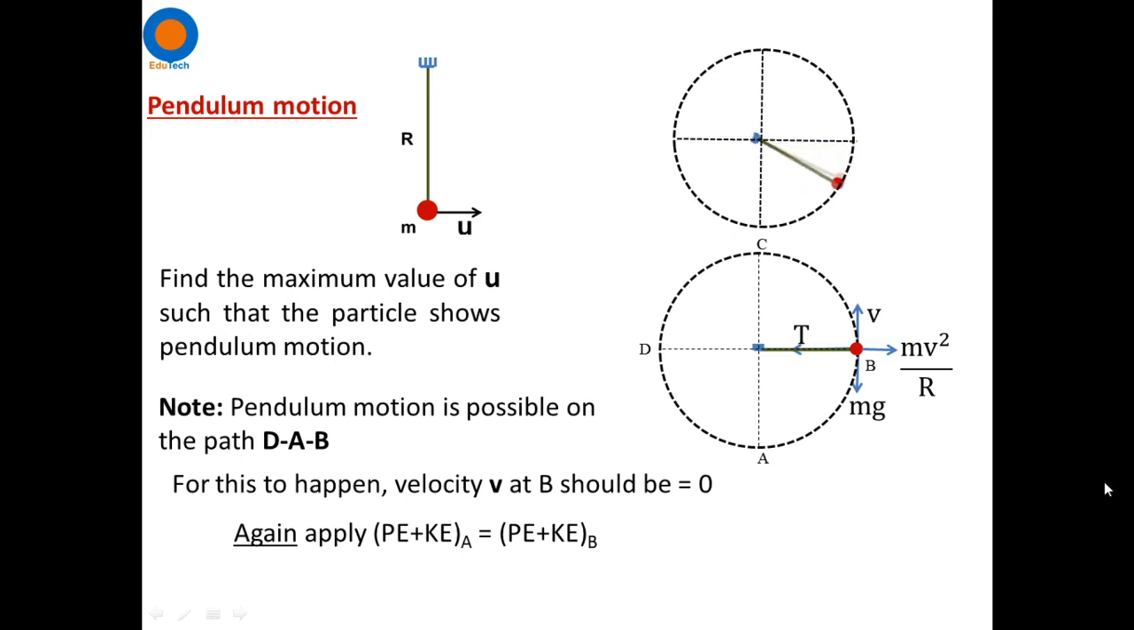That is, mechanical energy at point A is equal to mechanical energy at point B. Potential plus kinetic at A is equal to potential plus kinetic energy at point B. What are PE and KE at point A? At point A this is our reference level, therefore potential at A is 0. What is kinetic energy at A? It is half mu square. What is the potential energy at point B? What is the displacement from this point to this point? It is r here, therefore the potential energy is mgr plus kinetic energy half mv square. Okay, please note it down.